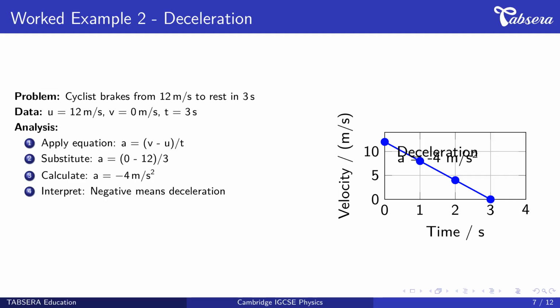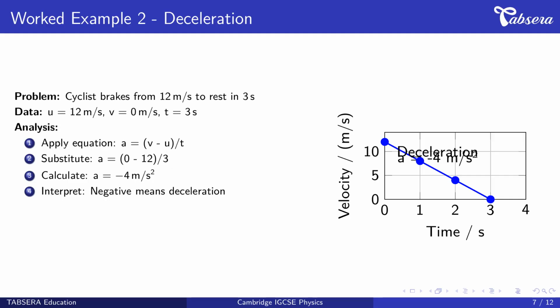Now we analyse. First, apply the equation. We use a equals v minus u divided by t, the same formula as before. Second, substitute the values. We write a equals 0 minus 12, all divided by 3. Third, calculate. 0 minus 12 equals negative 12, divided by 3 gives negative 4 meters per second squared. Fourth, interpret the result. The negative sign means this is deceleration. The cyclist is slowing down.